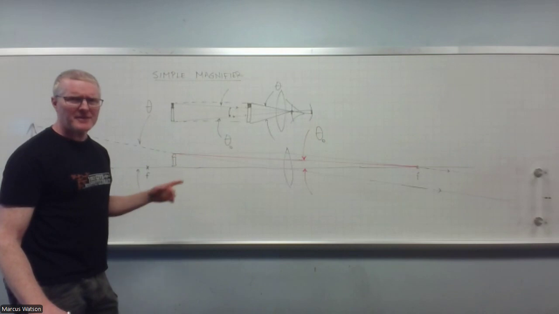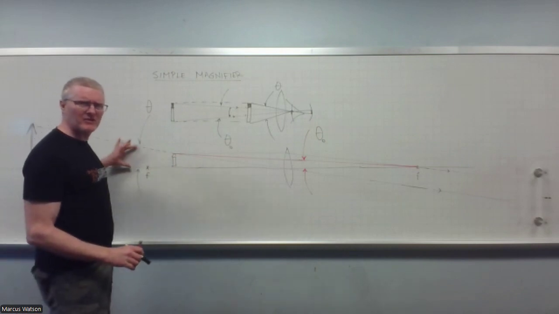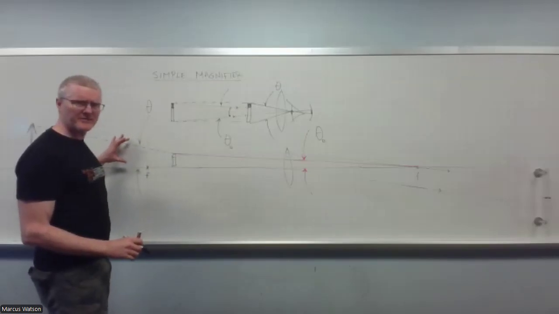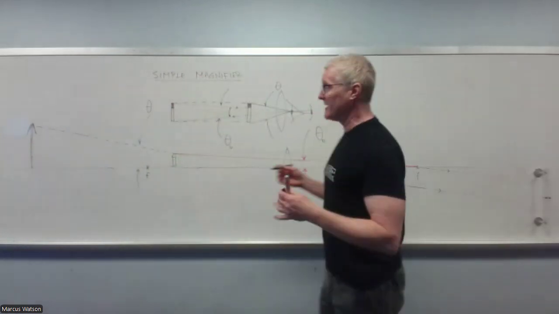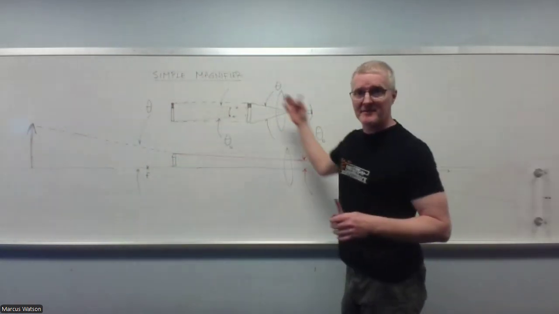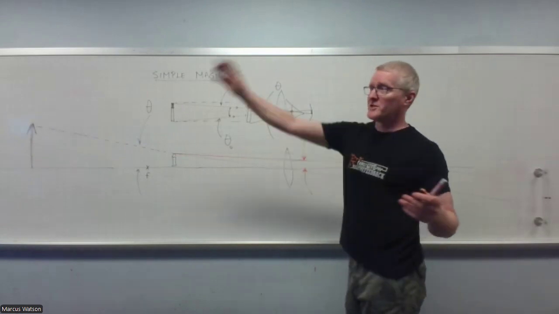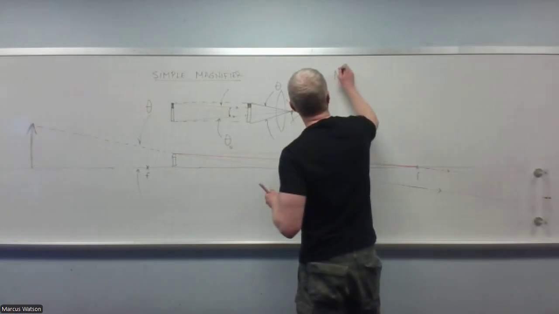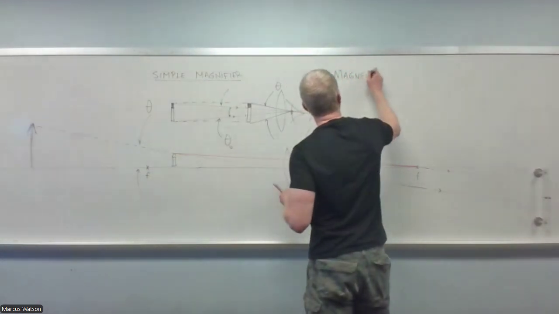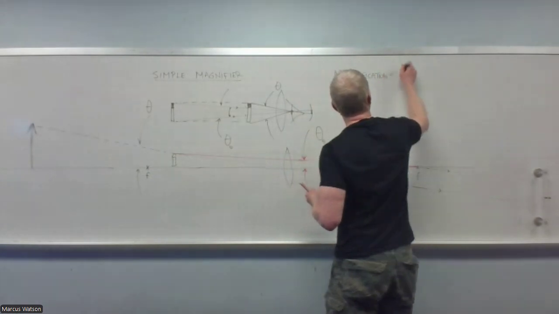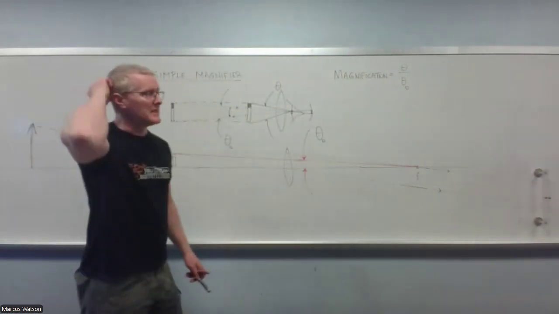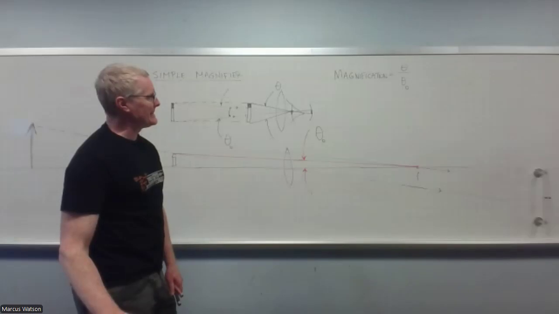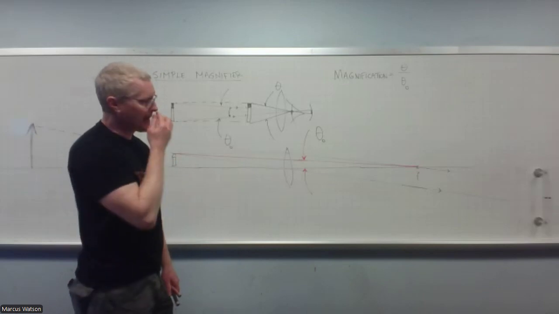All right, and if you're comparing this angle to this angle over here, I think you can see we have definitely magnified it. And therefore the magnification of this simple magnifier is basically the angle that we magnified divided by the angle that it wasn't magnified if we were just looking at it. Theta over theta naught. Okay. So that's basically a magnifier.